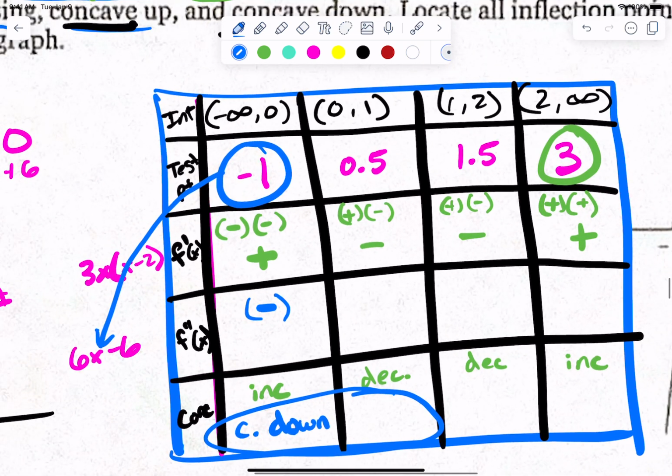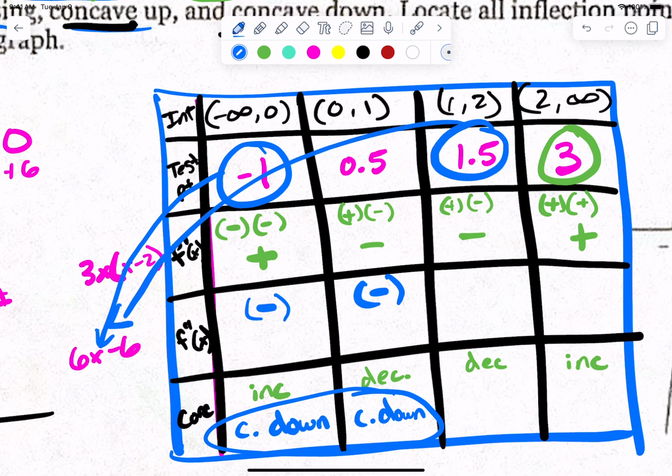Okay, but let's check that. 0.5 times 6 is 3. 3 minus 6 is negative. That means he's concave down. Okay? All right, 1.5 times 6 is 9, minus 6, which is positive, which means he is concave up. 3 goes in there. That's 18 minus 6, which is 12, and he is positive, so he is concave up again. I just write con and then a down or up arrow.